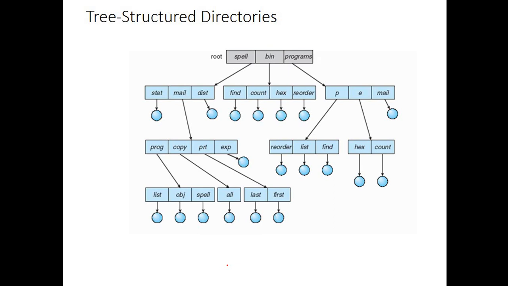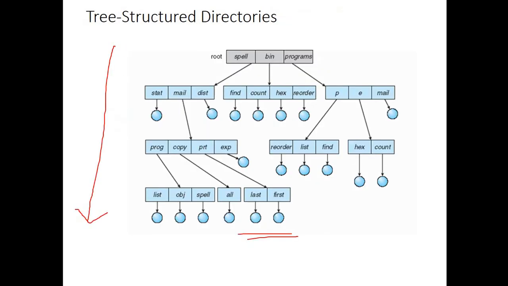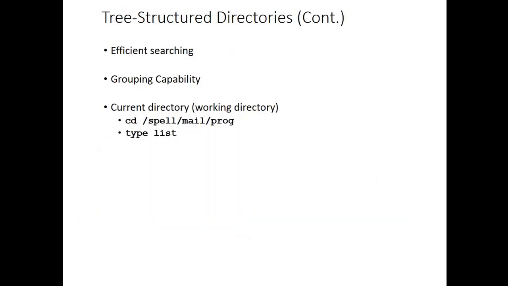Next, tree structured directories. Here multiple directories are arranged at various levels. That forms a tree structure, and various levels of directories are created. Therefore, you will be having a flexible grouping of files here. That is the advantage compared to the two-level directory structure. So, efficient searching and efficient grouping capability are possible. You can identify a specific file through its path.